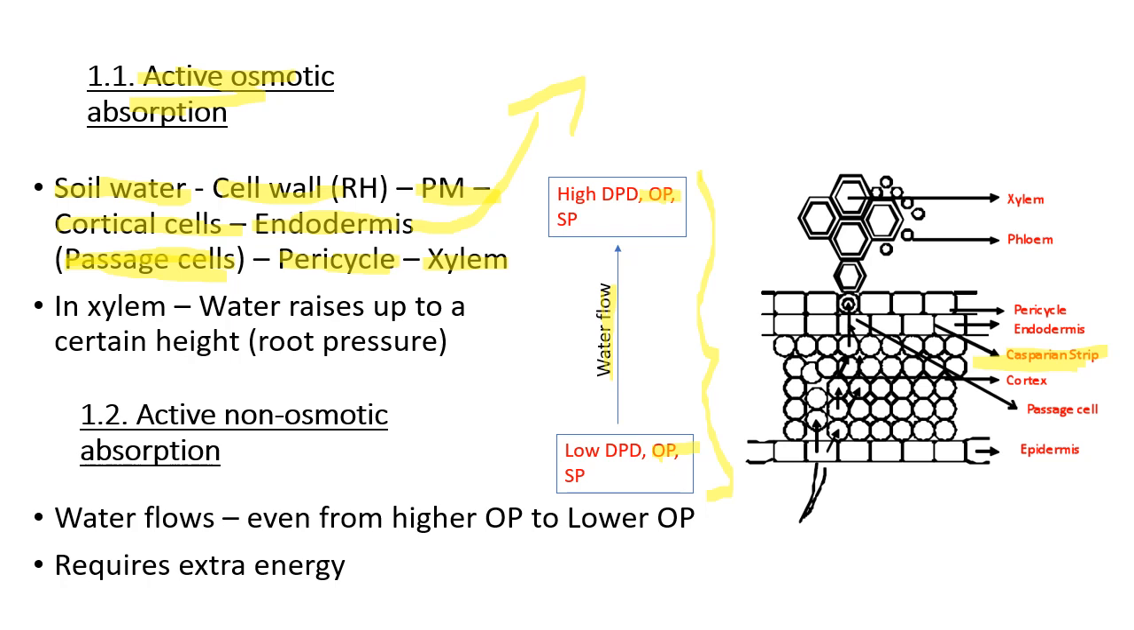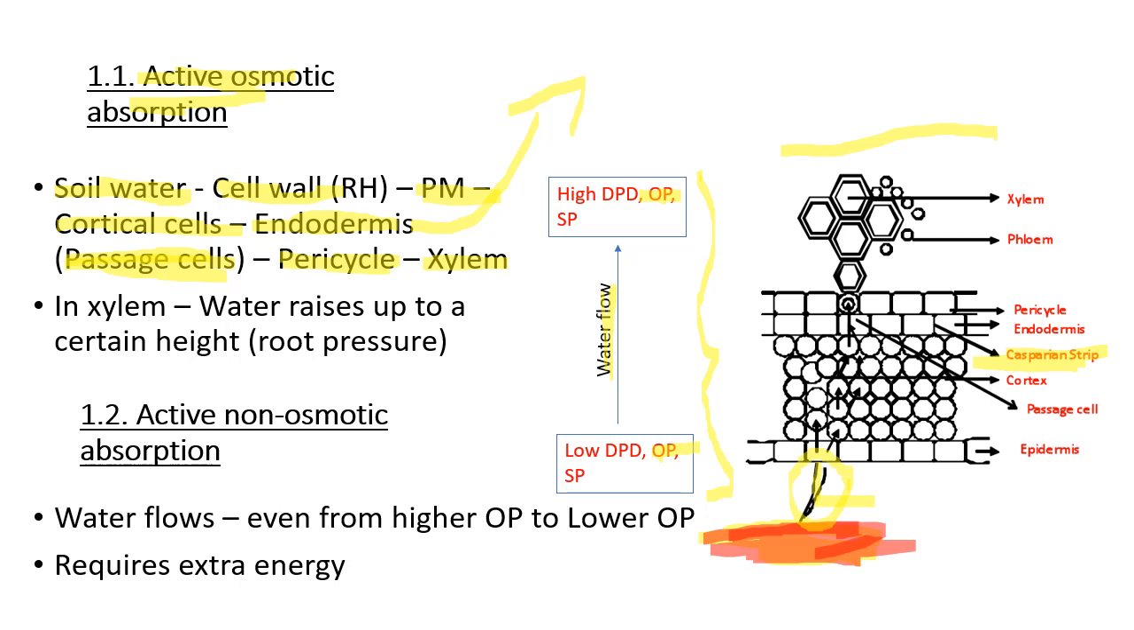Now look into this picture. This is your root hair. This is your root hair. Consider this to be your soil. Consider this red area to be your soil surface, where the water is present. Now usually this soil region will have a lower osmotic pressure. But in case of the root hairs, the root hairs will have a region of higher osmotic pressure.